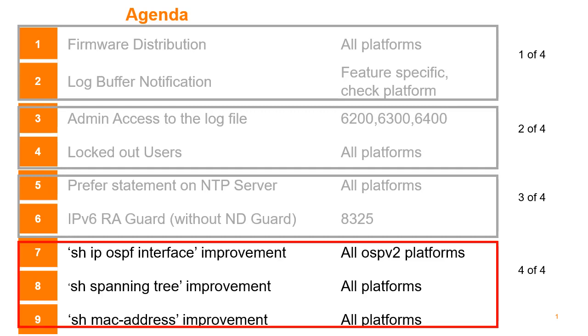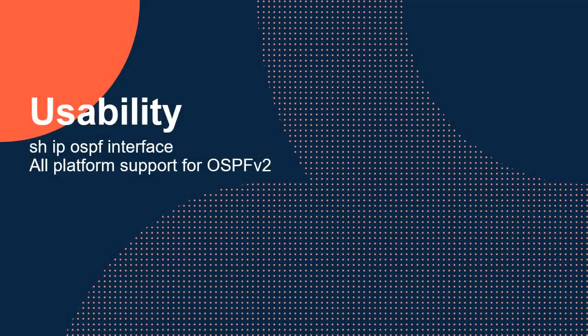Today's session is around usability improvements, just relating to the show output commands as highlighted in the agenda. So let's jump straight in. So improvements to the show IP OSPF interface output. Let's have a look at this, and it's applicable to all platforms supporting OSPF v2.